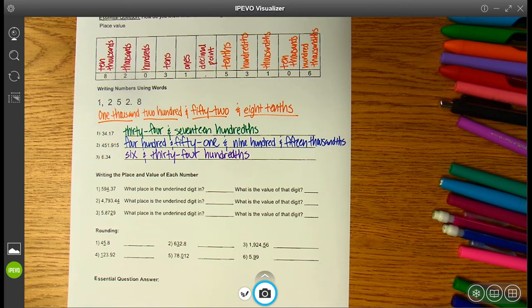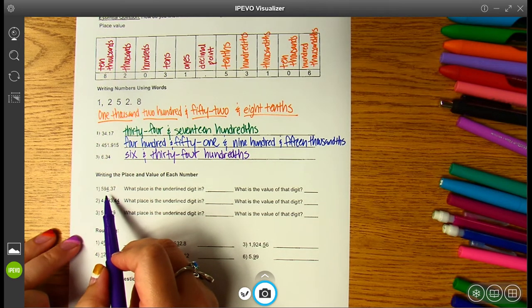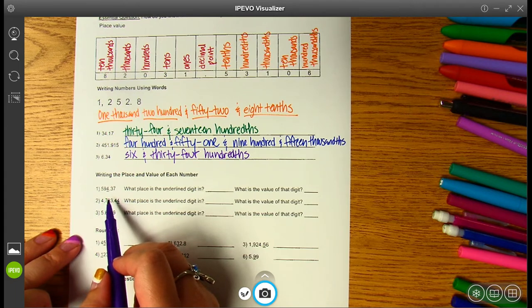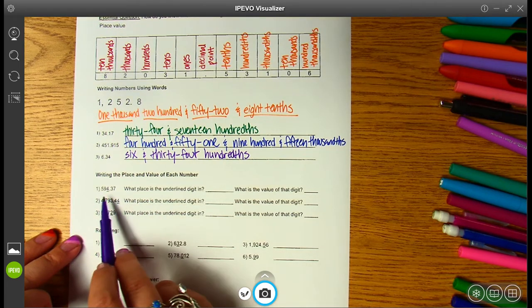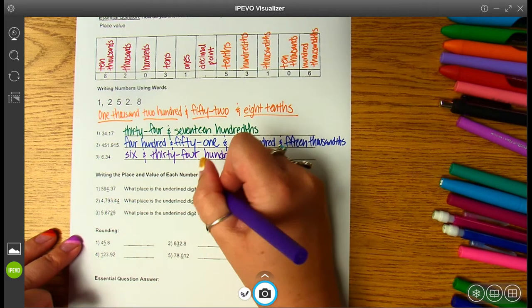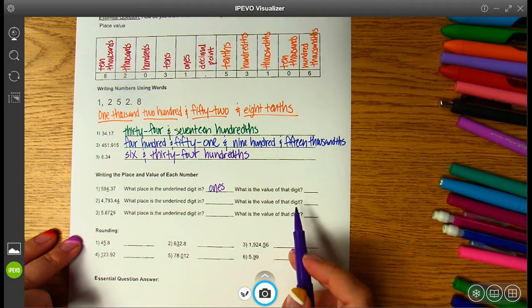I also want to know how to round things. For instance, right here. If I wanted to round this, they don't normally underline it like this and tell me what they want to round it to. They first of all just say like, hey, round to the tenths place or the hundredths place or the ones place or round to the nearest tens. Well, I need to know what place they're in, right? So what place is that underlined digit in? It's in the ones. Okay, what's the value of that digit?